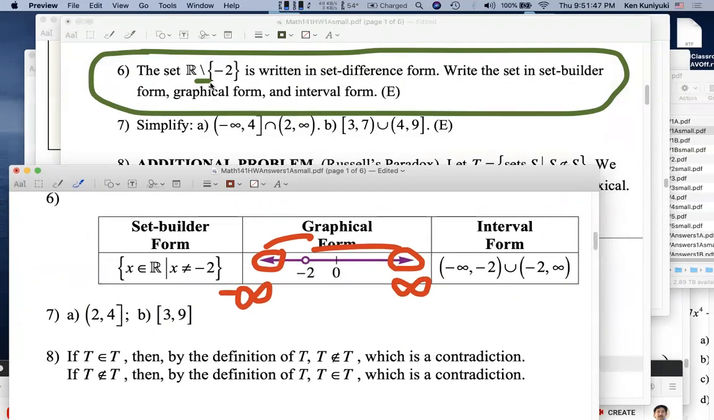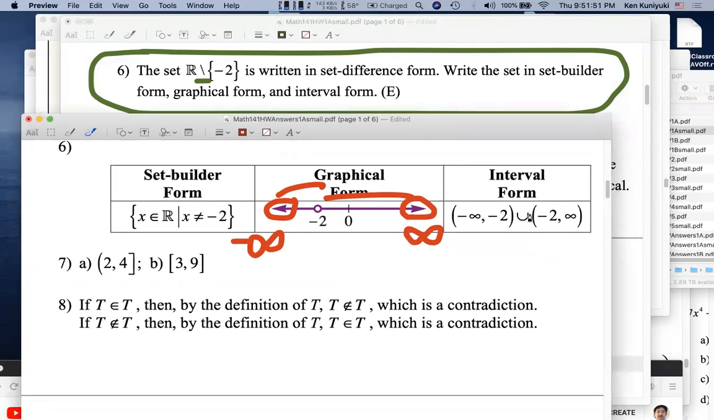Still, a lot of people view this as more compact up here. Actually, on an exam, I would tend to use the interval form because that forces people to graph.